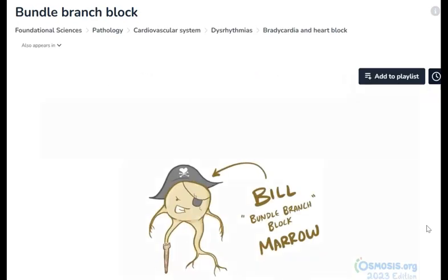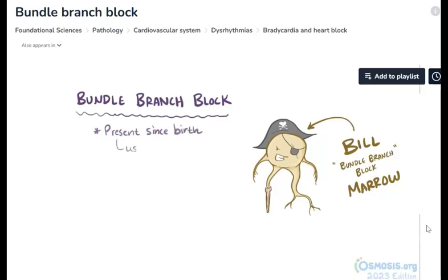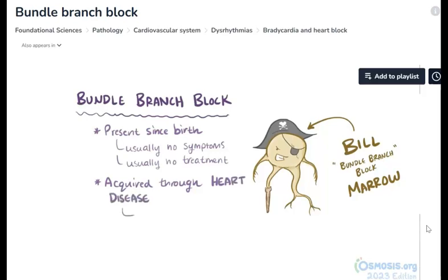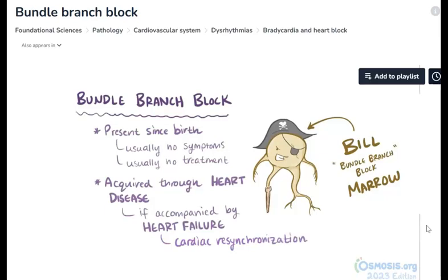Nailed it. Some cases of bundle branch block are present since birth, and don't cause symptoms and therefore probably don't need any treatment. In a lot of cases, though, the block is acquired through some other heart disease. In severe cases where the block is accompanied by heart failure, a special cardiac resynchronization pacemaker can be implanted that has electrical leads going to both the left and the right ventricles, and can pace them at the same time, causing them both to contract at the same time, which helps improve cardiac function.